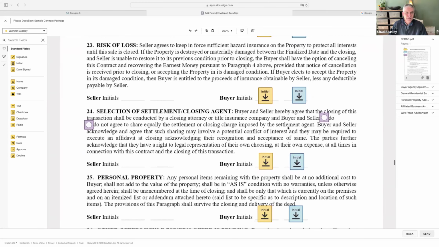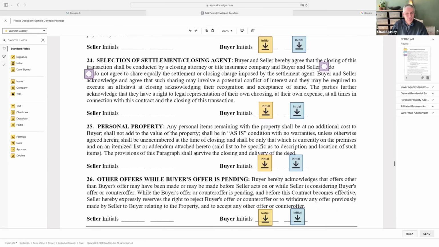Number 23, risk of loss, just says that the seller will keep homeowner's insurance on the property up through closing. Once it closes, it's the responsibility of the buyer to have their own insurance in place. If it's financed, you can be guaranteed that the lender will not let it close without insurance in place. If it is cash, make sure they remember to get insurance. I've had people forget to do that before.